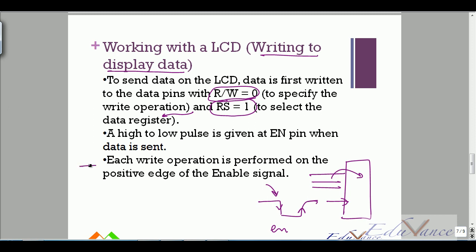So the write operation is performed on the positive edge, but when I send the data, I have to make sure that I present it on the previous negative edge. Please understand, the previous. So I would send data here inside, but I would bring data on the outside first at the previous negative edge.